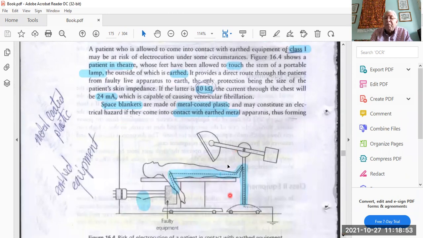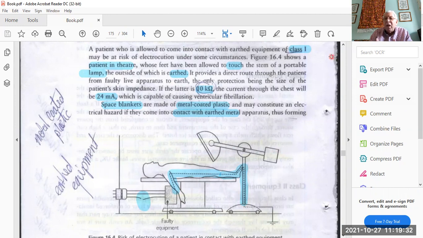As you can see, the problem with this patient is that he is lying on the table and his feet are touching the hot bulb apparatus or equipment, and then there's a fault. As you see, the wire is cut. Whenever the current goes through the patient, it can circulate through his feet, reaching this part and going to the earth and back to the substation. So this patient is liable to be electrocuted.